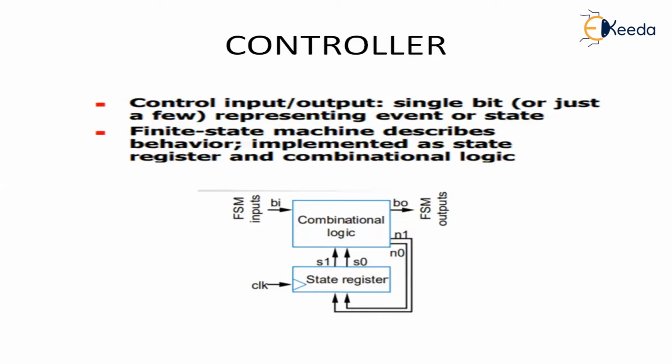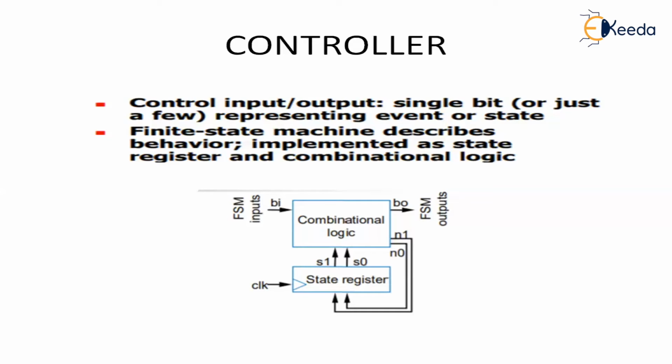And we'll have a finite state machine that will be describing the behavior. So inside a controller, we'll have a finite state machine. As of now, you just assume that a finite state machine is there inside your controller that is going to describe the behavior that has been implemented as a state register and a combinational logic. So whatever is done in the combinational logic and the state register will be represented by an FSM, which is a finite state machine, and that will be present in the controller. So with the FSM, the controller will work. So this is all about your controller.